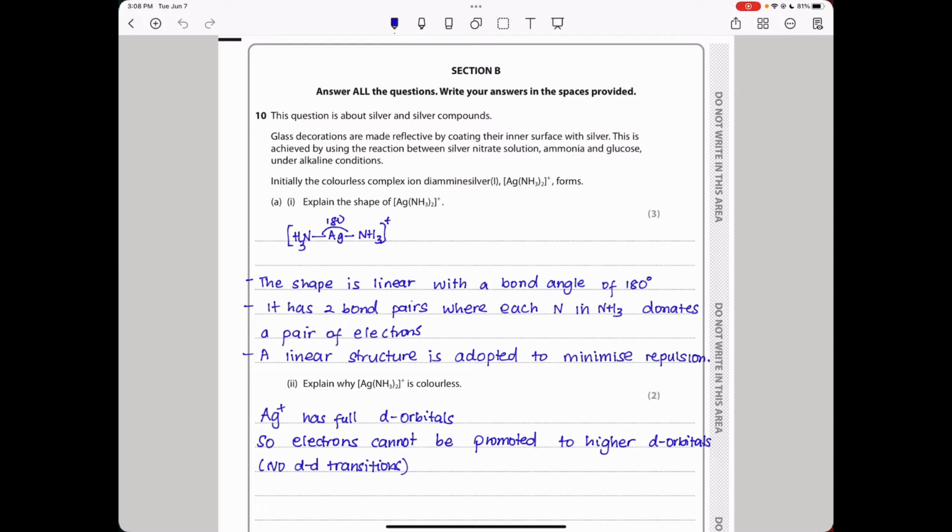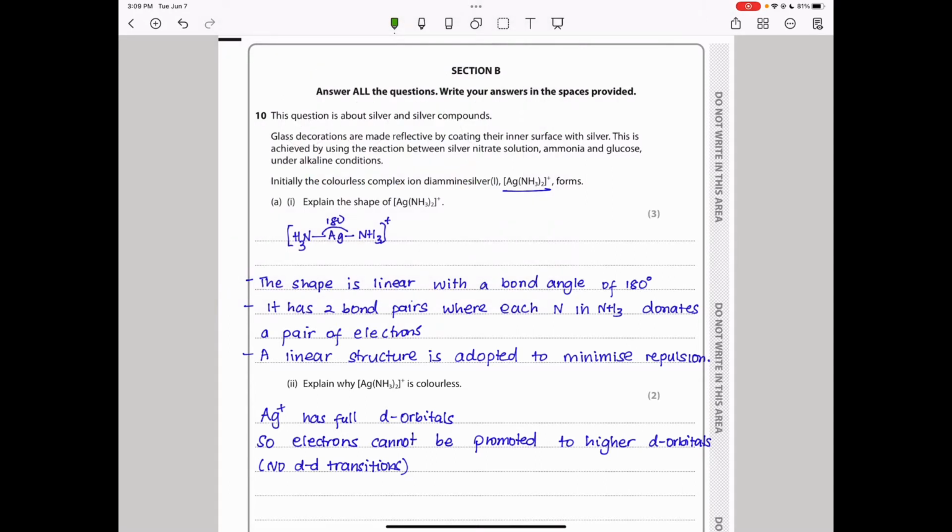Glass decorations are made reflective by coating their inner surface with silver. This is achieved by using the reaction between silver nitrate solution, ammonia and glucose, under alkaline conditions. So initially the colorless complex ion, here we have diamine silver(I), it's given here, forms. So they ask, let me use some highlighter, explain the shape of the complex.